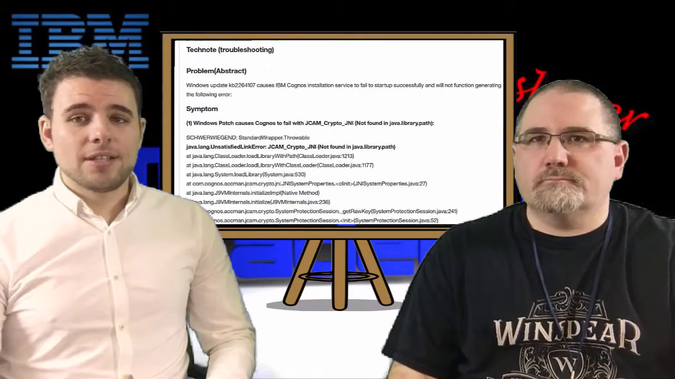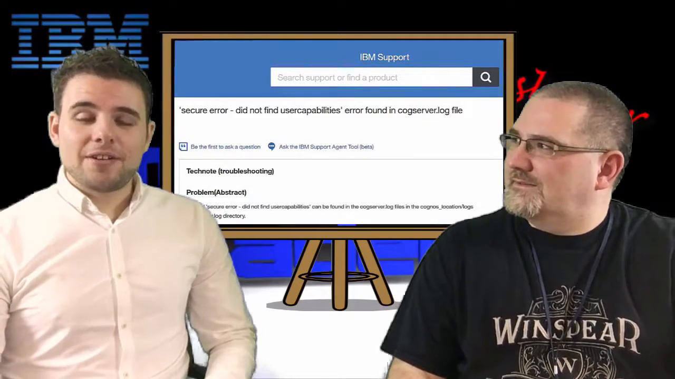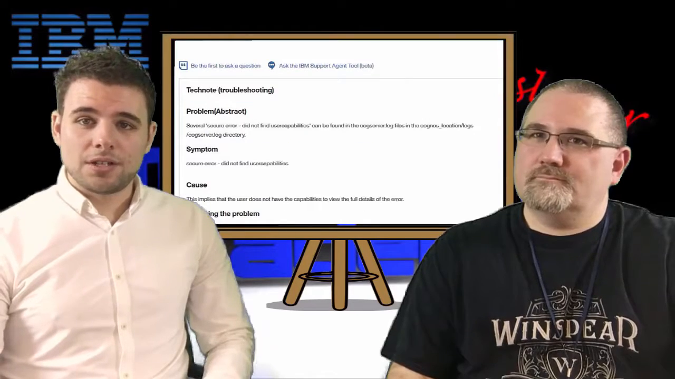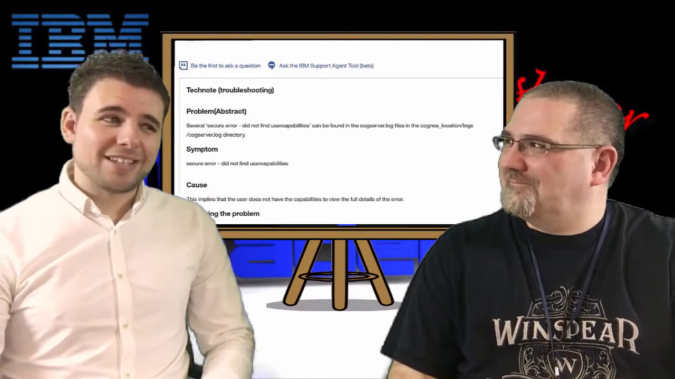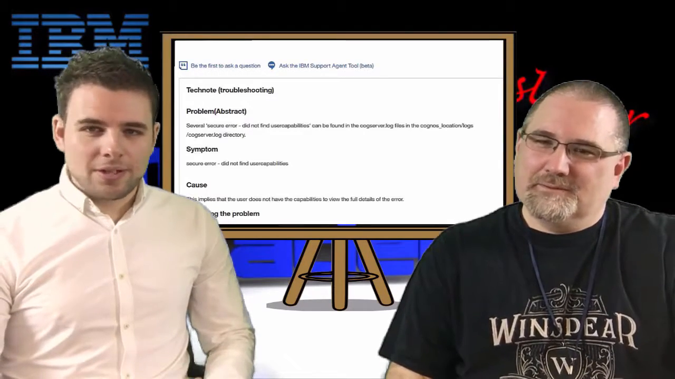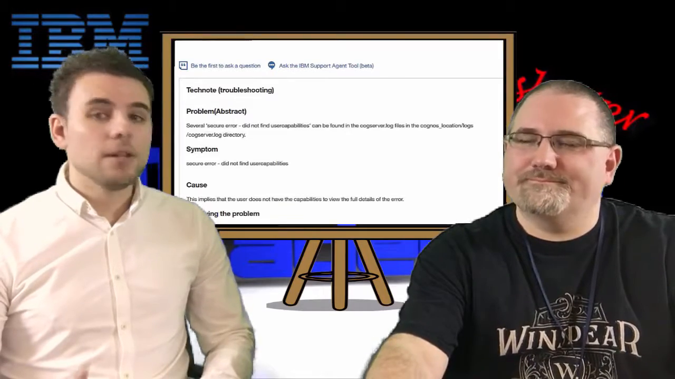Okay, the next one. This is possibly the strangest one I've seen for a while. If you have certain errors in the cogserver.log, unless you have execute permissions, it will not actually show you the errors. So technically it's sort of saying you can't handle the error, which from a code point of view, I'm not entirely sure why you need execute permissions to see a readable file.